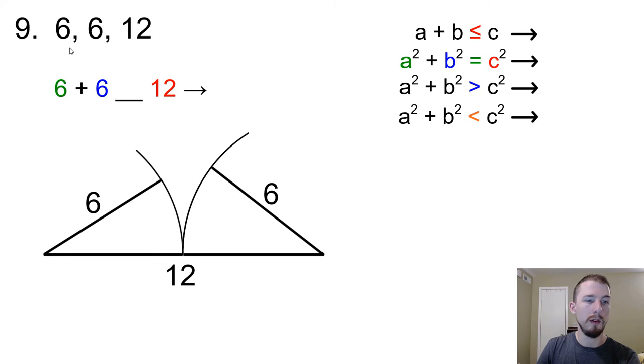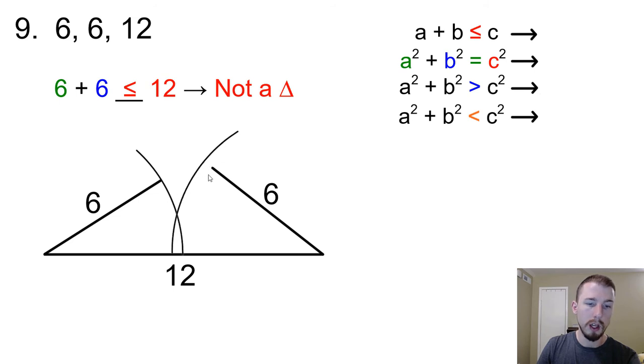Number 9, if we check this, 6 plus 6 is 12. That's going to be equal to it, which is less than or equal to 12. So they're not going to be long enough sides to actually make a triangle. If you think about it, the 6 and 6, they're going to meet, but they meet on the 12, the midpoint of the 12, right? Which isn't going to be a triangle. Now, if this was a little bit longer, like say this was 6.5 or something, then it would actually meet and it would make a triangle, which is pretty cool. So this is not a triangle.